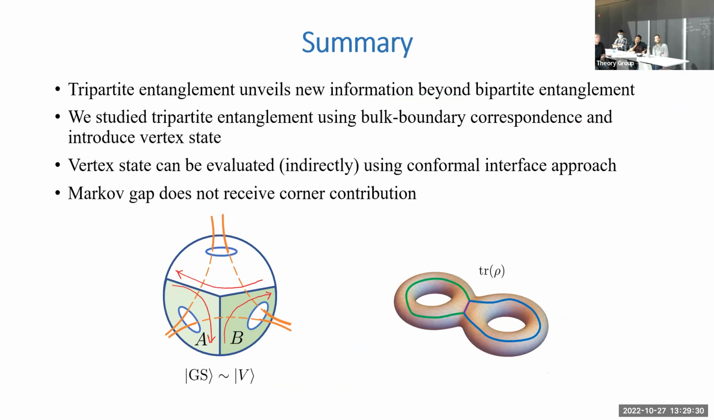So basically, the summary for this talk is that multipartite entanglement can give us new information beyond the bipartite case. In our papers, we study this quantity using the boundary correspondence and introduce the vertex space. Because in the general case we cannot stop the vertex space, we show the quantities by using the conformal interface of choice. One of the interesting points about the result is that the Markov gap actually doesn't receive the quantity. Thank you for your attention.